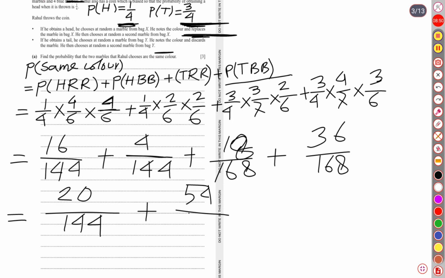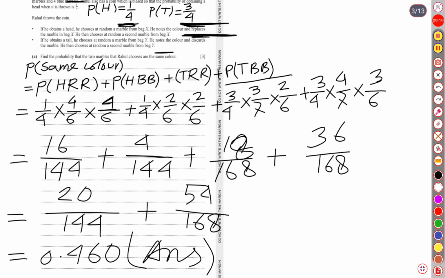54 over 168. Let us find the probability using our calculator. 20 over 144 plus 54 over 168 equals 0.4603. If we round it to three significant figures, it is 0.460, the probability of having two marbles of the same color. And I think you got my points as I have explained. Let's move on to question number B.